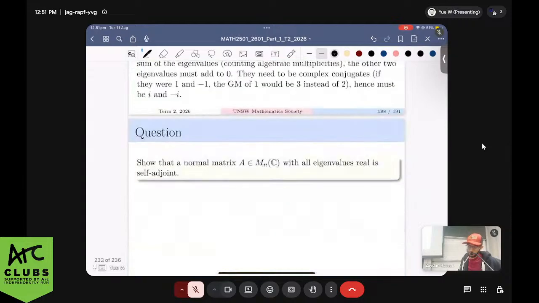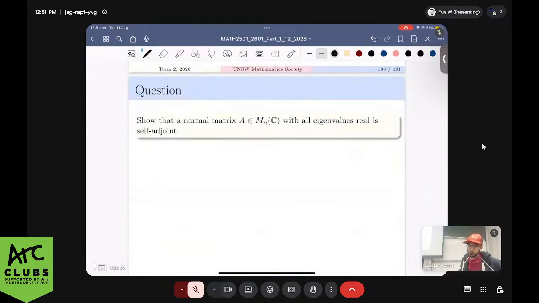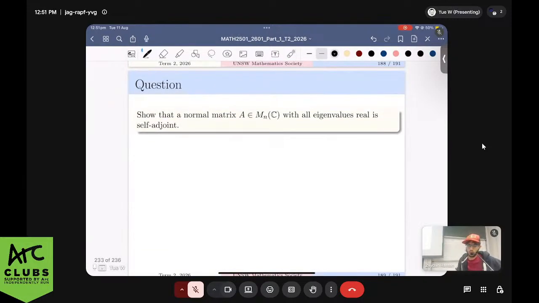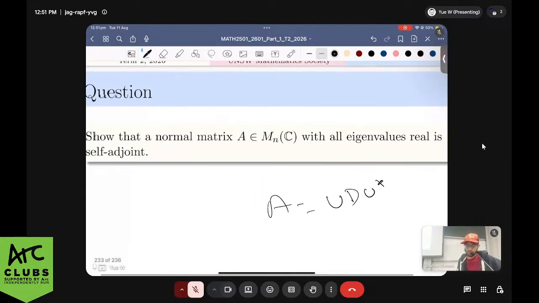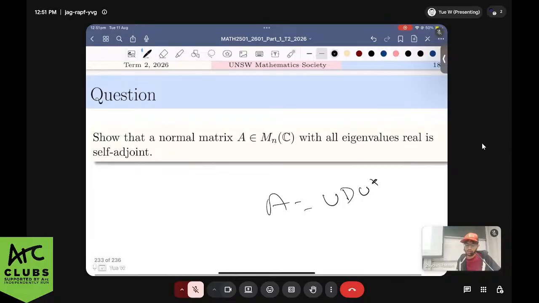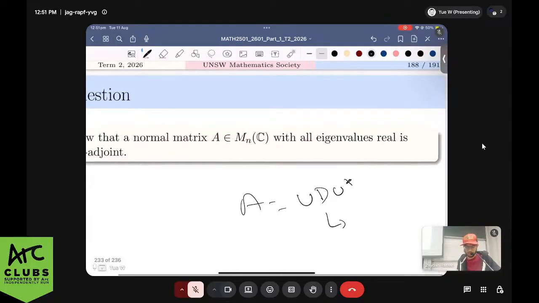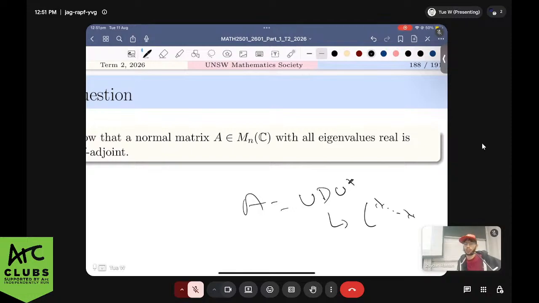Okay, so show that a normal matrix with all eigenvalues real is self-adjoint. We need to use the spectral theorem. What does it mean for it to be normal? It's equivalent to unitarily diagonalizable. So A equals U D U star. It's saying all eigenvalues are real. So, by the way, the matrix D contains the eigenvalues as the diagonal entries. We're assuming they're all real. So D is a real matrix.